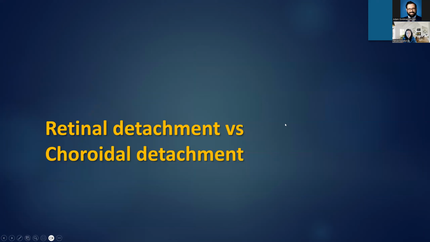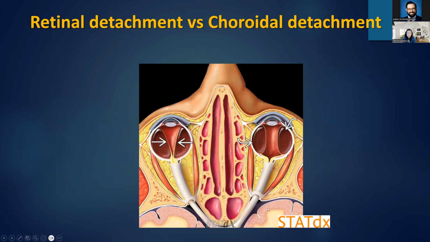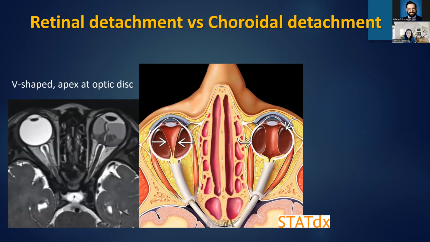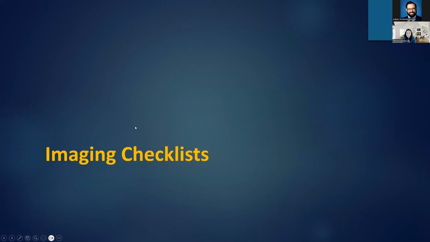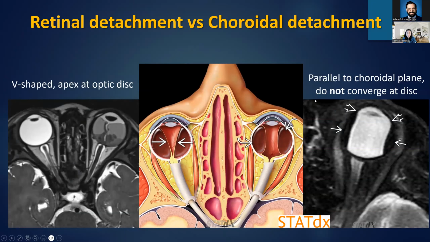So in terms of the differentiation between retinal detachment and choroidal detachment, this is a drawing picture from StatDx that I think is very helpful to show you the difference. Normally for the retinal detachment, on the left hand, we see a V-shaped appearance that has the apex at the optic disc, compared to the choroidal detachment that usually has parallel lines along the lateral globes and does not have the apex at the optic disc.